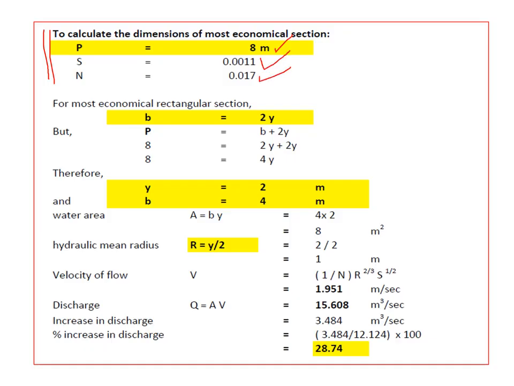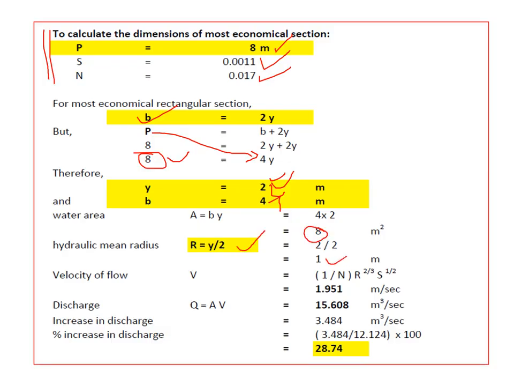For the most economical rectangle, we use the relation b equals 2y. The perimeter is b plus 2y, but b is 2y, so P is nothing but 4y. Since P is 8 meters, calculated from the previous calculations, we can calculate y. So we get y equal to 2 meters, and b is 2y, so b is equal to 4 meters. Now the area calculated previously doesn't hold good. The new area is b into y, that is 4 into 2, which is 8 meters square. R is also from the most economical condition, y by 2, which comes to 1 meter.